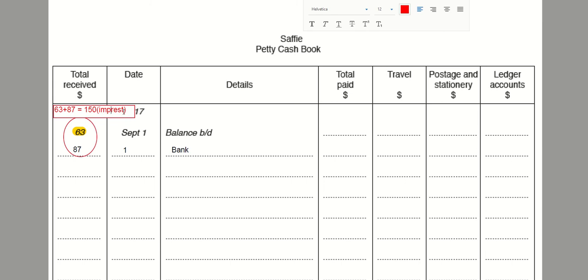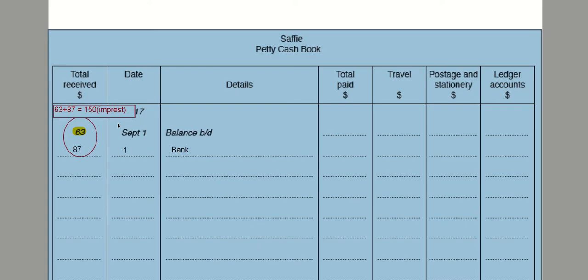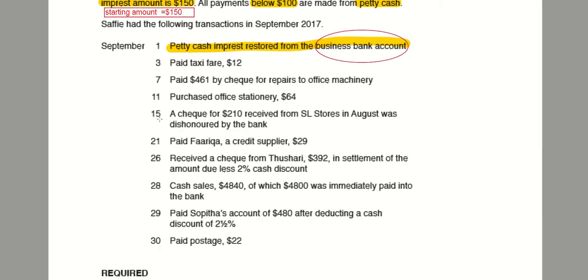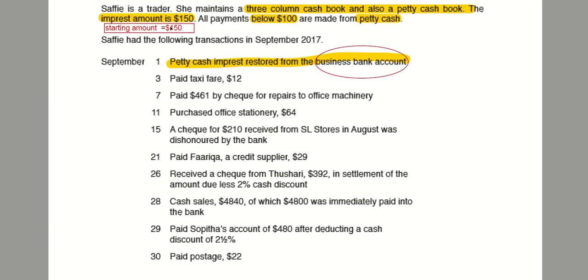So 63 plus 87 is 150, and I'll go up again to show you that it was 150 when we highlighted up there. So that's the starting amount of the imprest. Always do that when you start your cash book. If it's a new petty cash book which is just being started without any balance, then it can just be one number. But since this is a continuing business, it has a balance. So balance plus the restoration is equal to the imprest amount. So let's go to the next transaction.